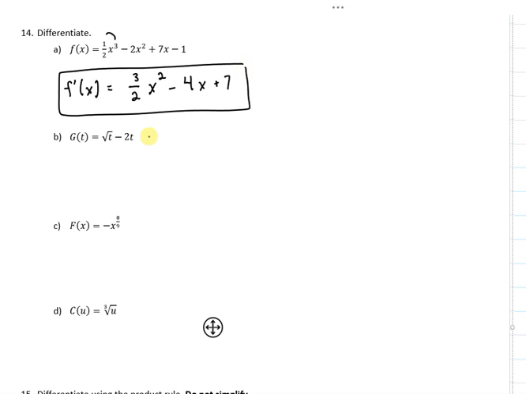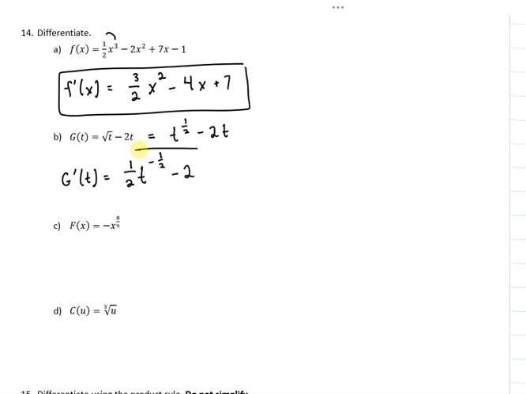For the second one, it'll help to remember that square root of t is the same thing as t to the 1/2. So I get g prime of t is 1/2 t to the negative 1/2 minus 2. This is fine, or I could write 1 over 2 root t minus 2.